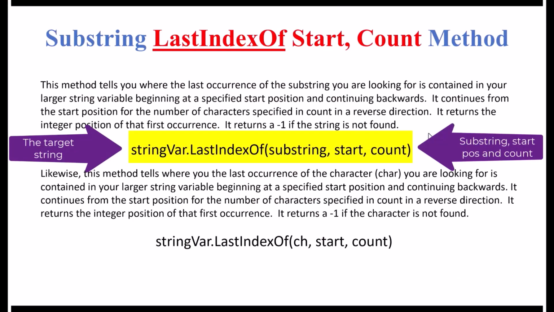Substring last index of start count method. Identical to the index of start count method, except you're going backwards. This method tells you where the last occurrence of the substring you're looking for is contained in your larger string variable, beginning at a specific start position and continuing backwards. It continues from the start position for the number of characters specified in the count in a reverse direction. It returns the integer position of that occurrence, returns a -1 if the string's not found. And you can see if you put this thing in a loop, you could find one occurrence, then the next occurrence and the next occurrence going backwards, or forward if you use the index of method.